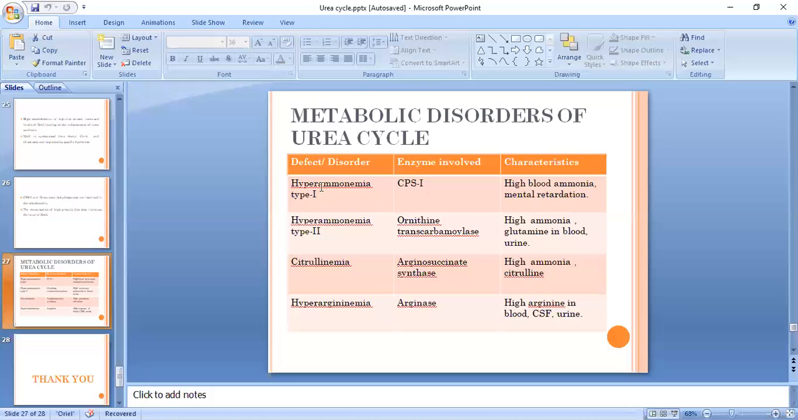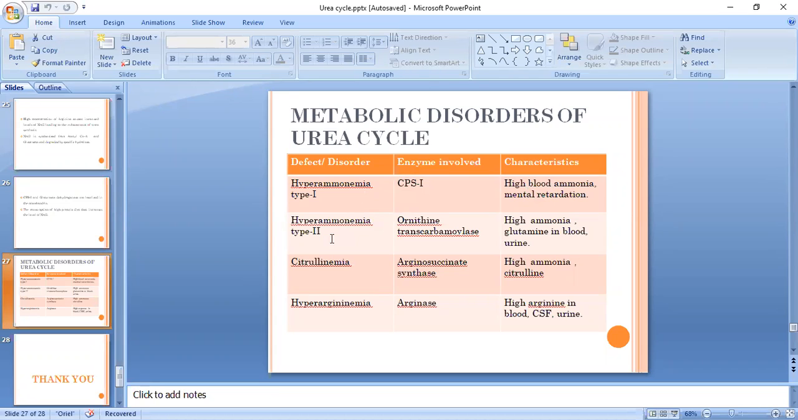The first one is hyperammonemia. Hyperammonemia means an increase in the concentration of ammonia. That can be exhibited in two types, type 1 and type 2. Hyperammonemia type 1 is mainly because of the enzyme known as carbamyl phosphate synthase 1. If this enzyme is defective in that reaction, this can occur. And what are the characteristics? In blood, a high ammonia rate will be seen, because of which mental retardation of the children is observed.